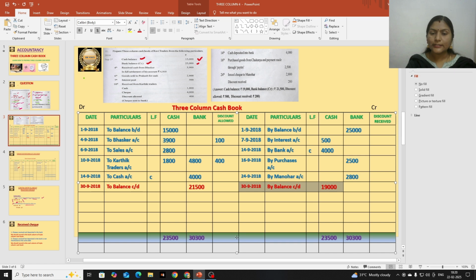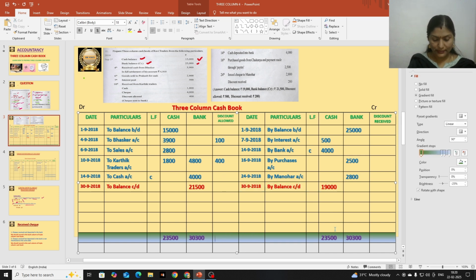So on the debit side, discount allowed, 2 are there, 100 and 400. Total is 500. Let us record 500 here. And on the credit side, discount received, nothing is there. We don't have anything, so you can put a dash. Otherwise, you can leave it like that.